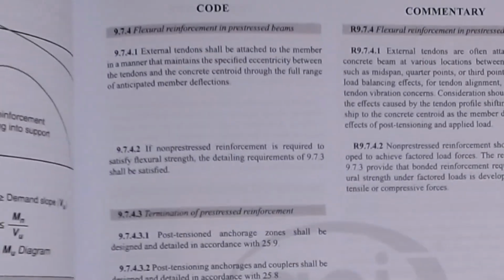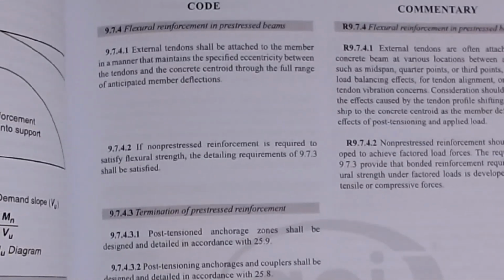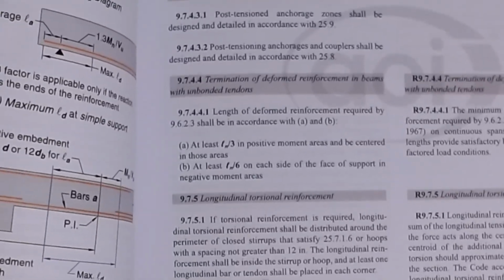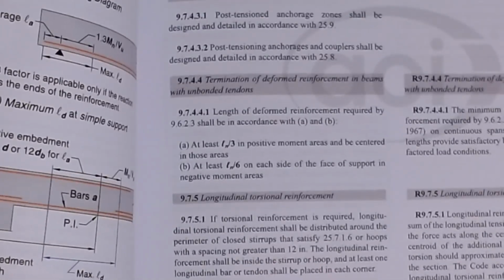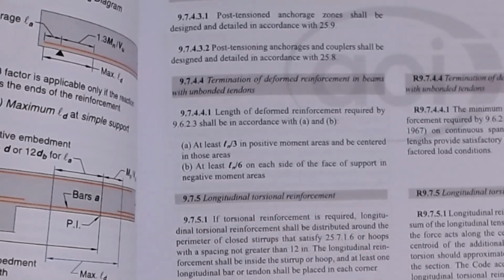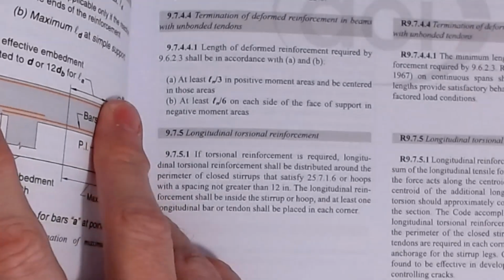9.7.6.3.2. I need to flip back a little bit. Didn't quite go. Okay, here we go. If you go to 9.7.5, you can see this is the longitudinal torsional reinforcement requirement. Okay, and we'll come back around to that one.